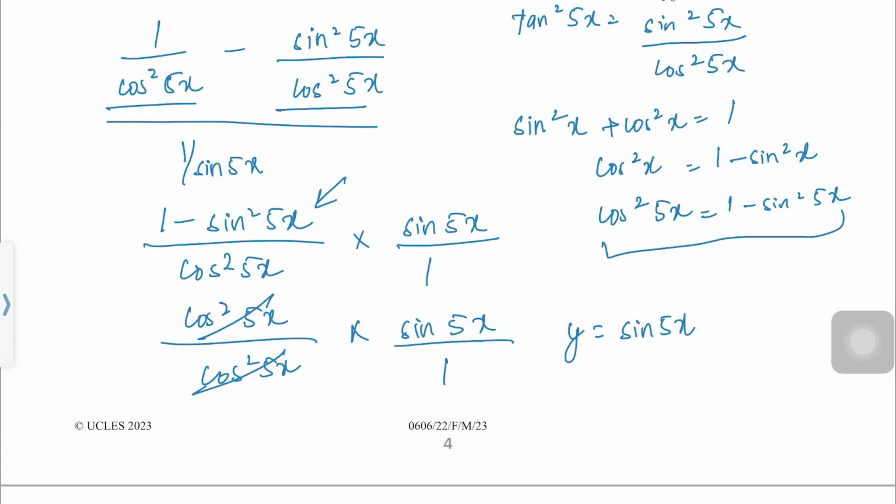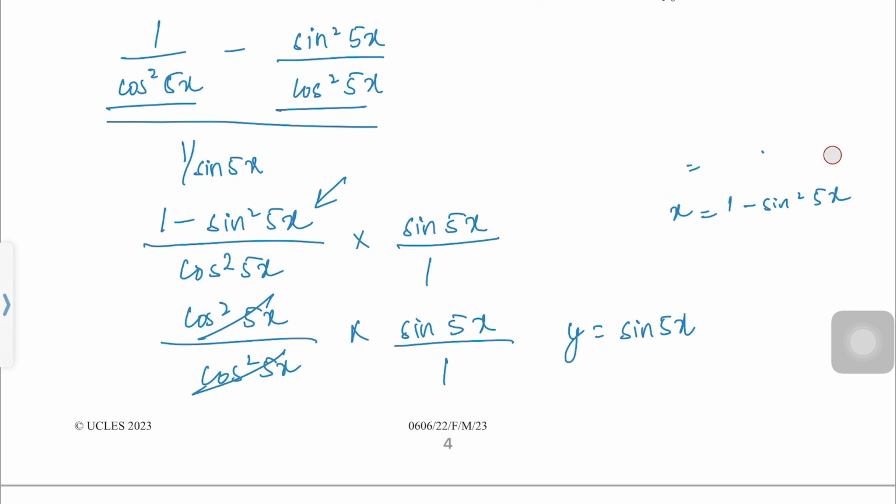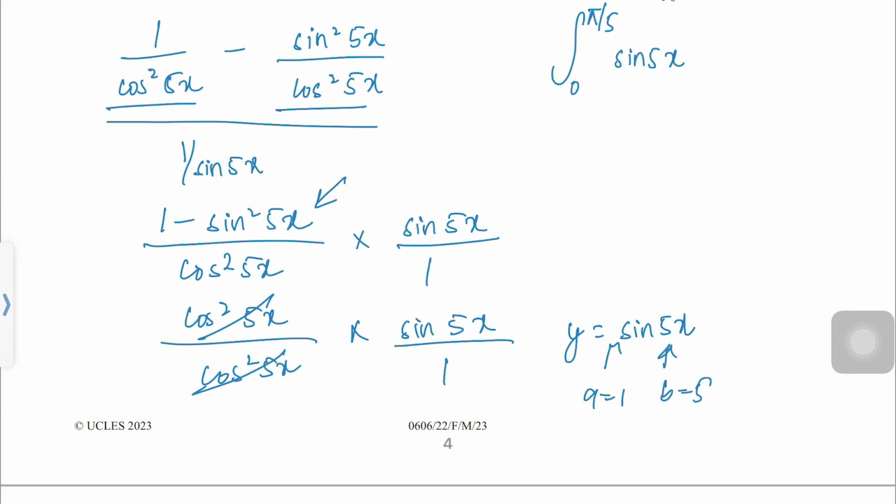Now since we are short of space, let me just remove this. So we get an extra space here. Now we need to integrate it. For integration, we'll be using pi by 5 as our upper limit and 0 as our lower limit. This would be sin 5x. Here a is 1 and b is 5. So sin 5x integrated is minus cos 5x, and then the differentiation of this goes in the denominator. We'll be applying the limits as pi by 5 and 0.